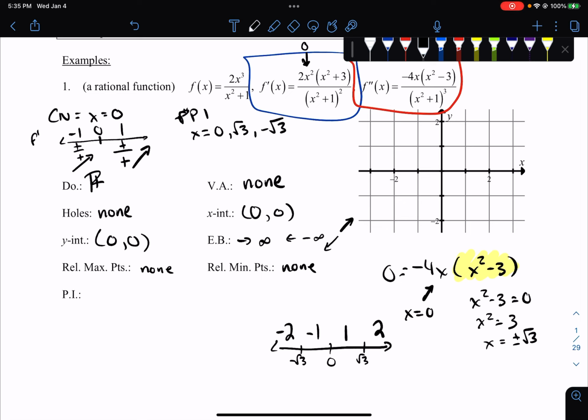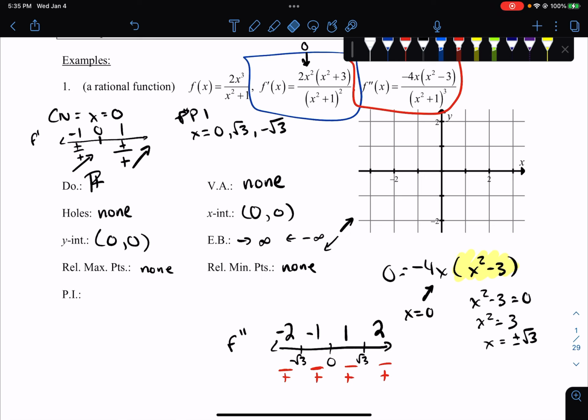So these numbers I'm going to plug into f double prime. And again, all I'm interested in is the sign. I'm not interested in the number I get. I'm just interested in what sign I get. Is it a positive or a negative number? So when I look at f double prime, it doesn't matter what I plug in the bottom. The bottom's always going to be a positive value. So really, all I need to look at is what happens when I plug a number in the top.